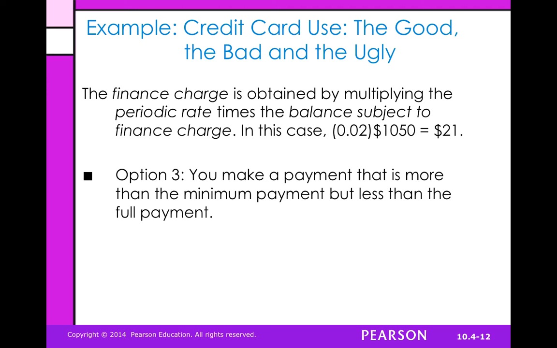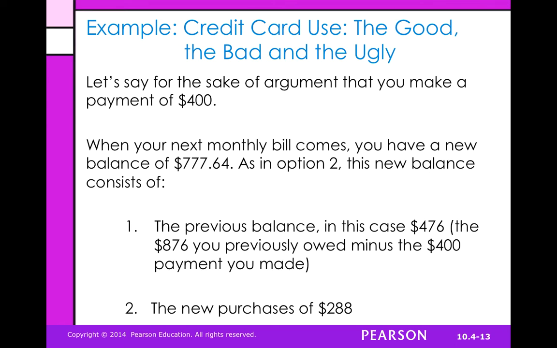Now the third option, you can make a payment that is more than the minimum payment but less than the full payment. You can pay whatever you want, essentially. So let's say for the sake of argument that you pay 400 bucks to the credit card company. So more than 20 but less than 876. When your next monthly bill comes, suppose that you now have a new balance of 777.64.